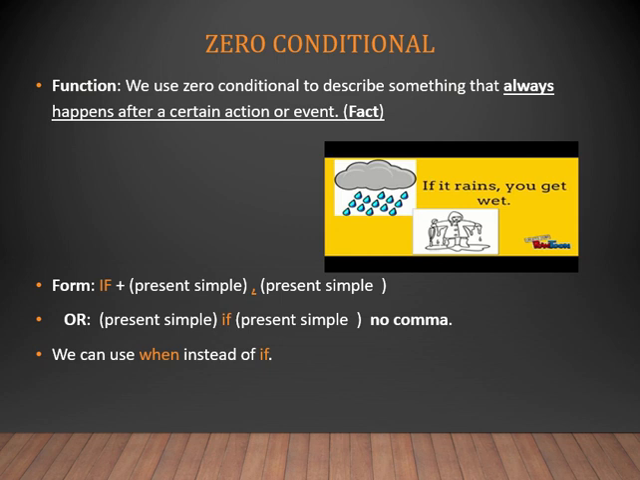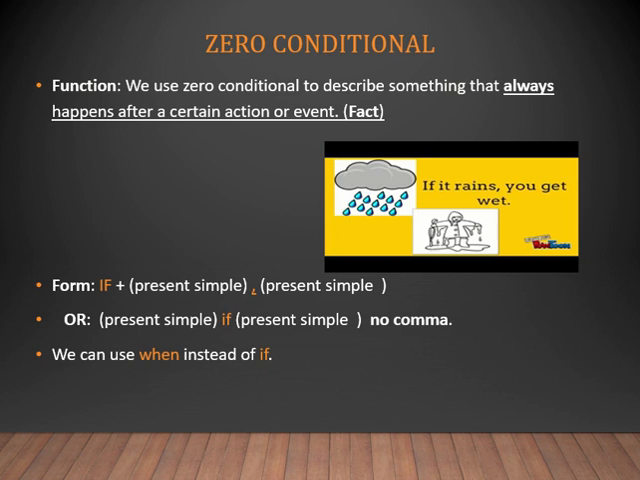For example, if you work hard, you achieve your goals. Look at this example here. If it rains, you get wet. We don't have other choices. If it rains, almost always we get wet, if you don't have an umbrella, right? So if it rains, you get wet because it's raining, right? So this is true. 100% you get wet.